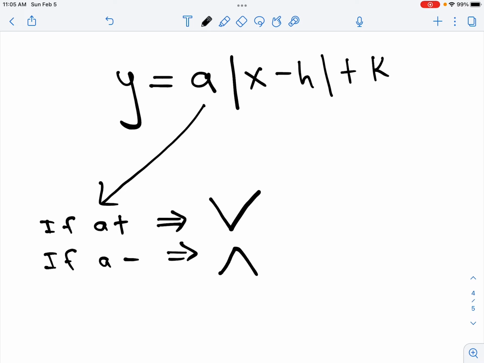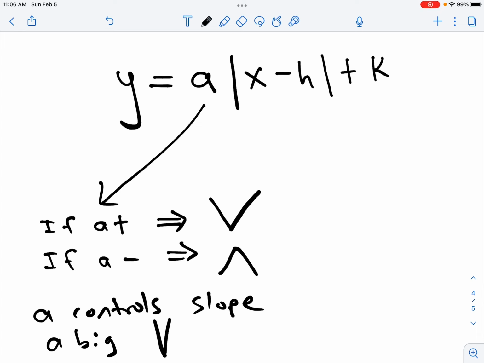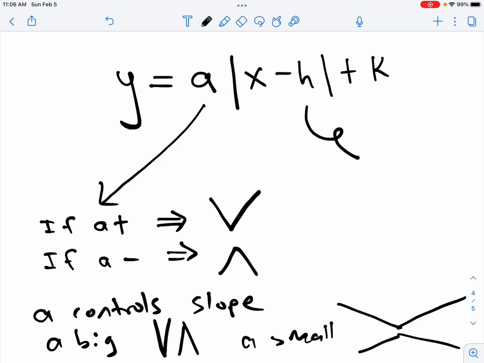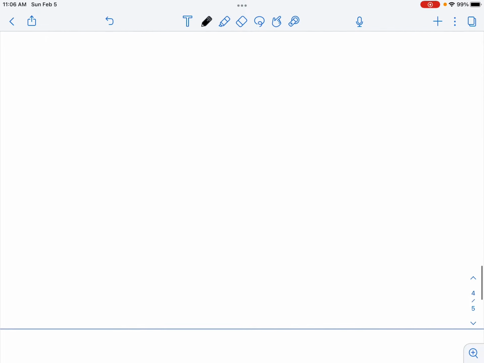Okay, now a controls the slope. So a big means it's like that, or it's like that. A small, meaning close to 0, it's looking like that. Okay, that's a. Now h and k control the vertex, and we flip the sign for h, and k comes directly down. All right. Now I know actual numbers will make a lot more sense here, so let's go ahead and do that. Let's say we have this equation.